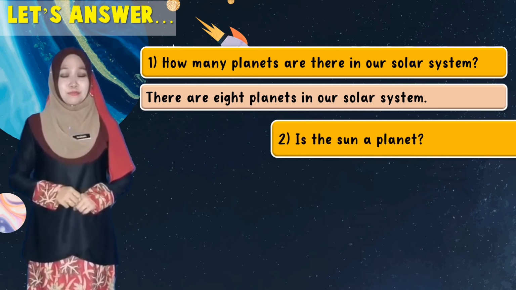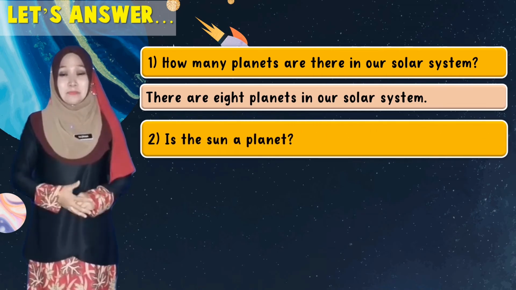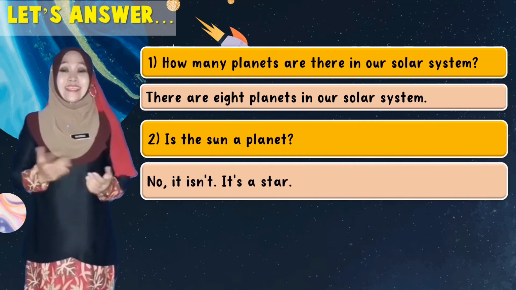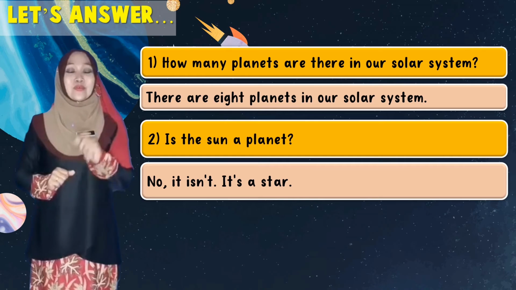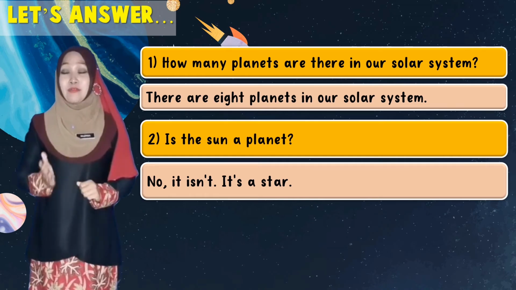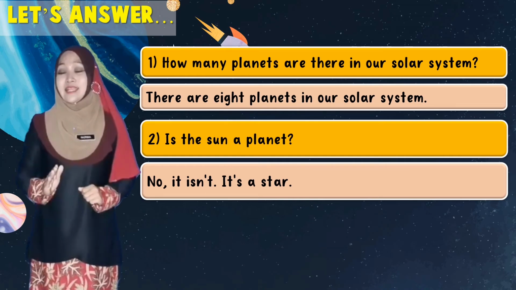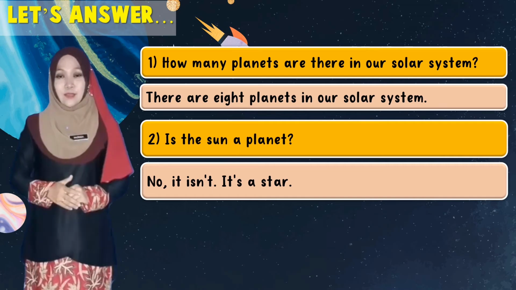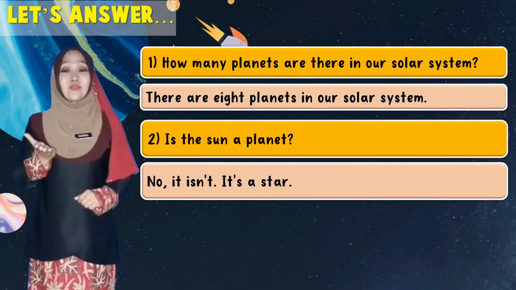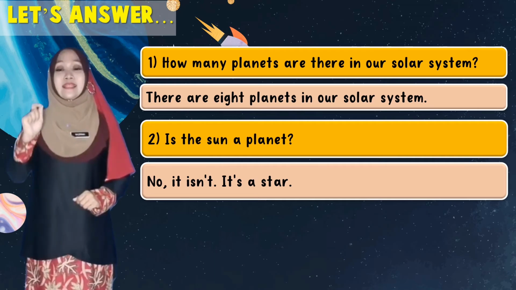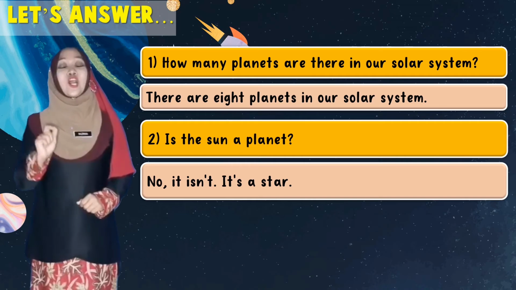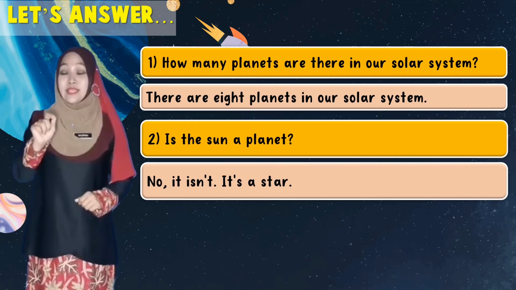Question number 2. Is the Sun a planet? What's the answer? No, it isn't. It's a star. So you have to write it with the correct spelling, capital letters, apostrophes, commas, and full stop. Start writing your answer with capital letter, capital N. No. And then comma. Continue writing.